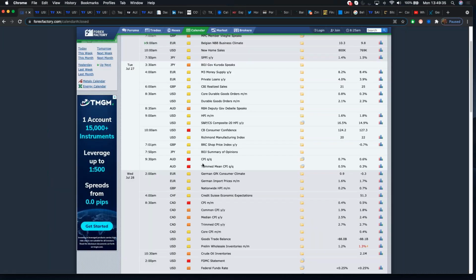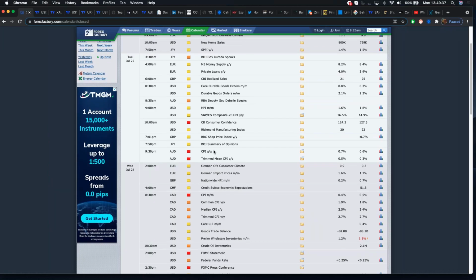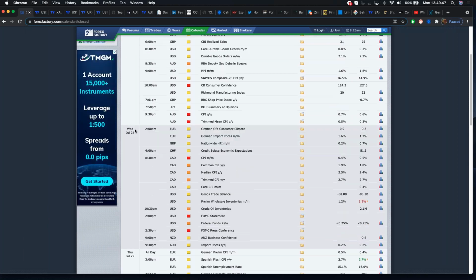Looking at the inflation data, expect any moves higher to be faded because of the divergence between the RBA and the RBNZ. I've sent the link. It takes a little bit of time to read through it. You can read through that now.